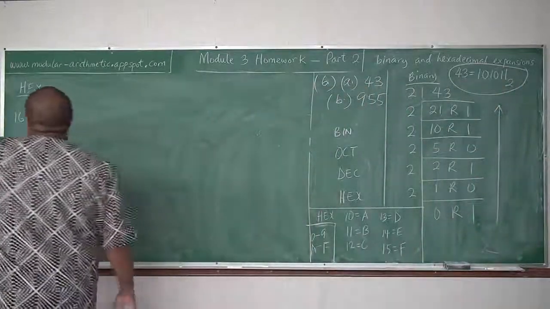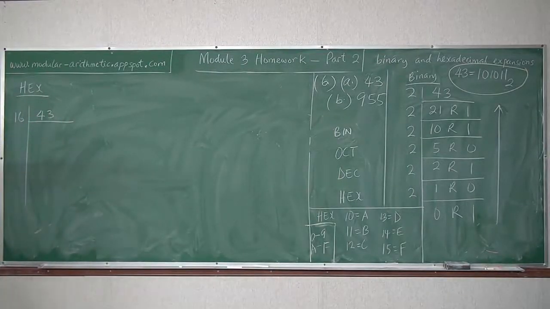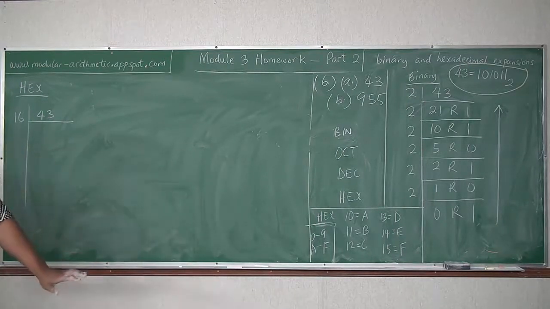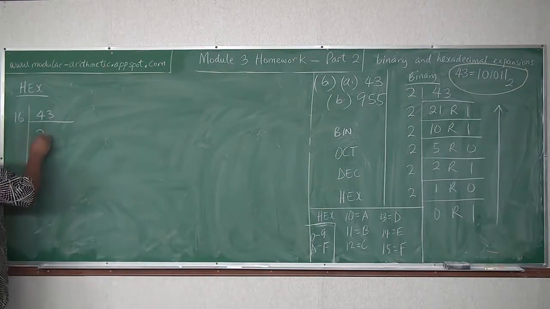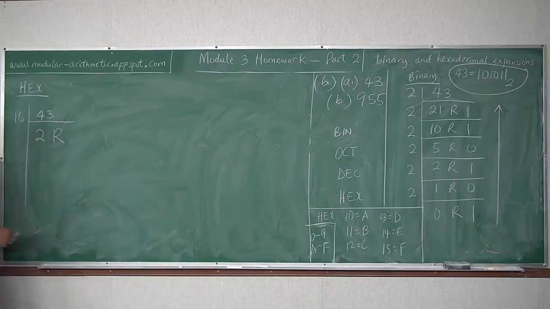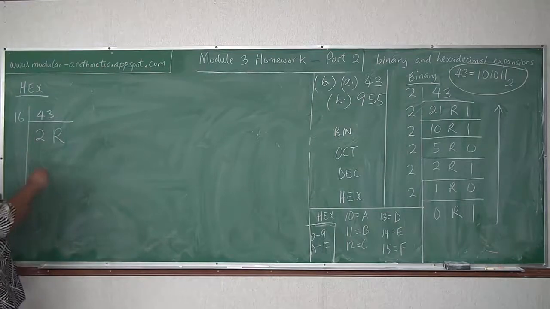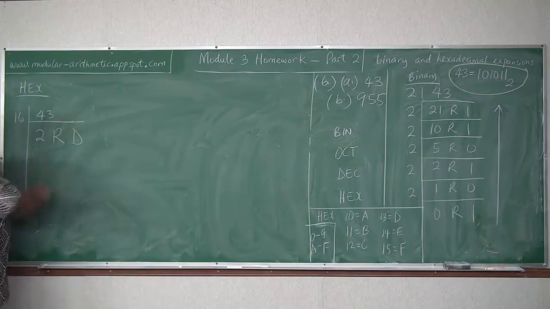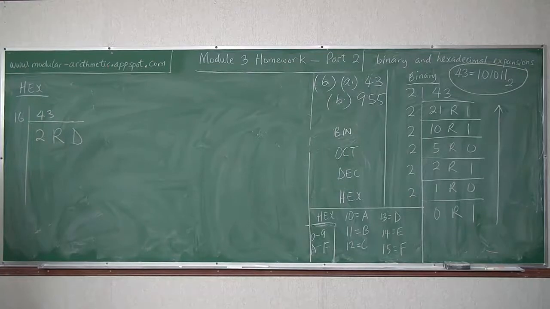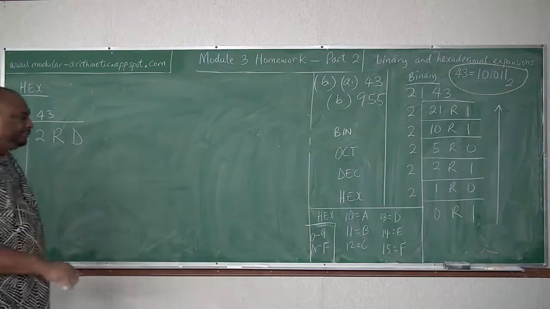So 16 divided 43. 16 times 3 is 48. So this is 2 remainder. 16 times 2, 30. Okay. 43 minus 30 is 13. And 13 is what? D. Okay? Sorry. Did I say 16 times 2 is 30? I'm sorry.